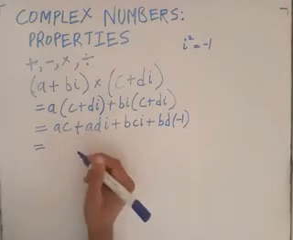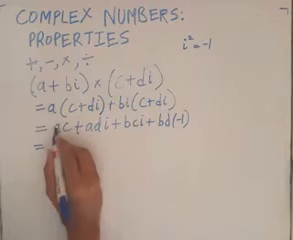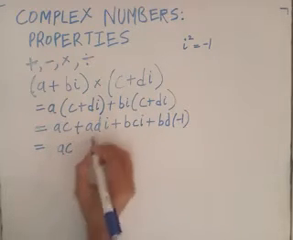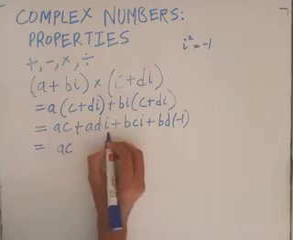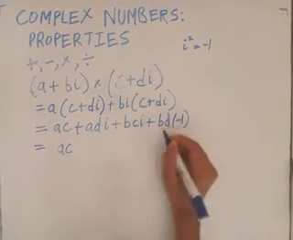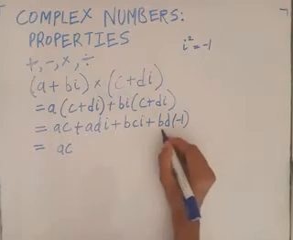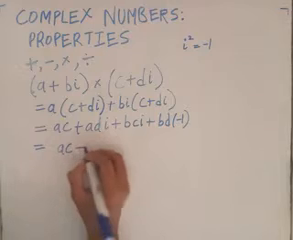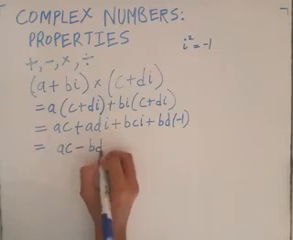Now let's look for which are the real parts and which are the complex parts. A multiplied by C is definitely a real number. This is definitely an imaginary number. Similarly, this is, because there's i. Whereas this is minus BD. It is a real number. So I'm going to write it as the real part.